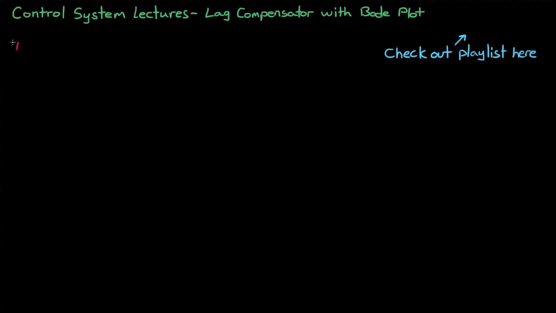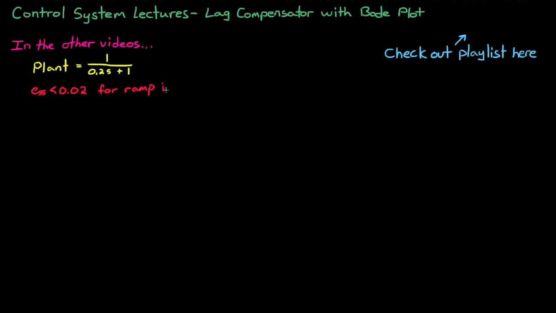In the video on designing a lead compensator using a Bode plot, I walked through a simple design problem where we had a system with a plant of 1 divided by 0.2s plus 1. We needed to design a control system that gave us less than 2% steady-state error for a ramp input, and the system had to have more than 48 degrees of phase margin. The first two steps for designing the lead compensator were actually generic steps that we're still going to take when designing a lag compensator, so I'm going to repeat them quickly here.